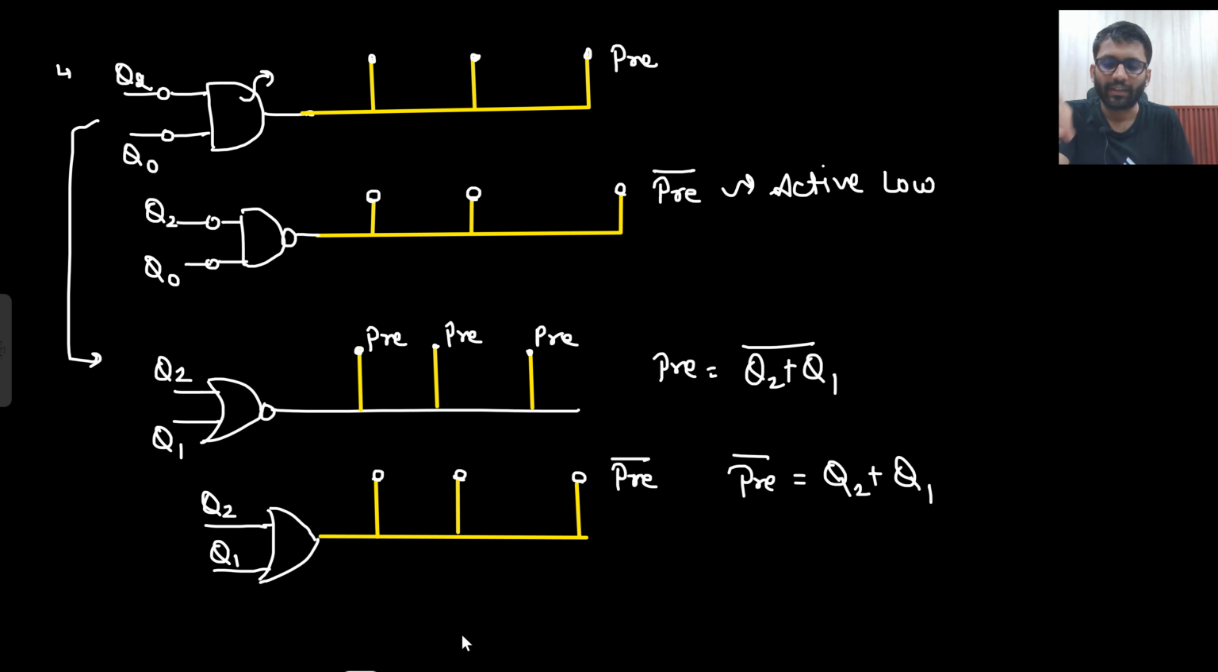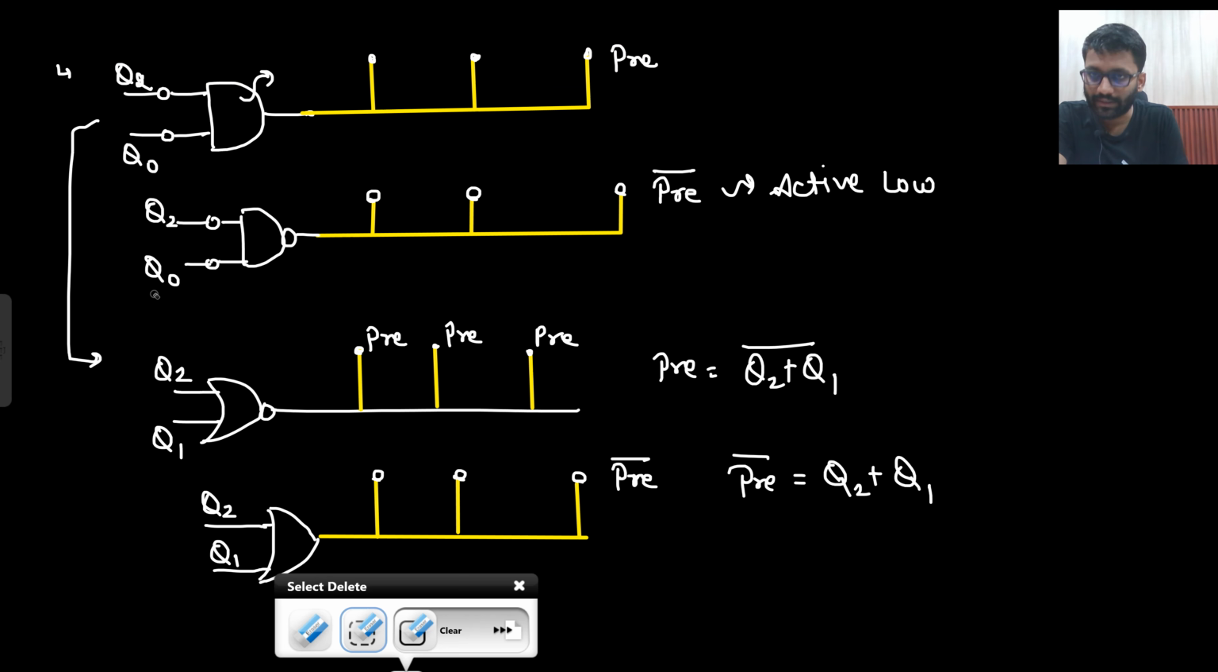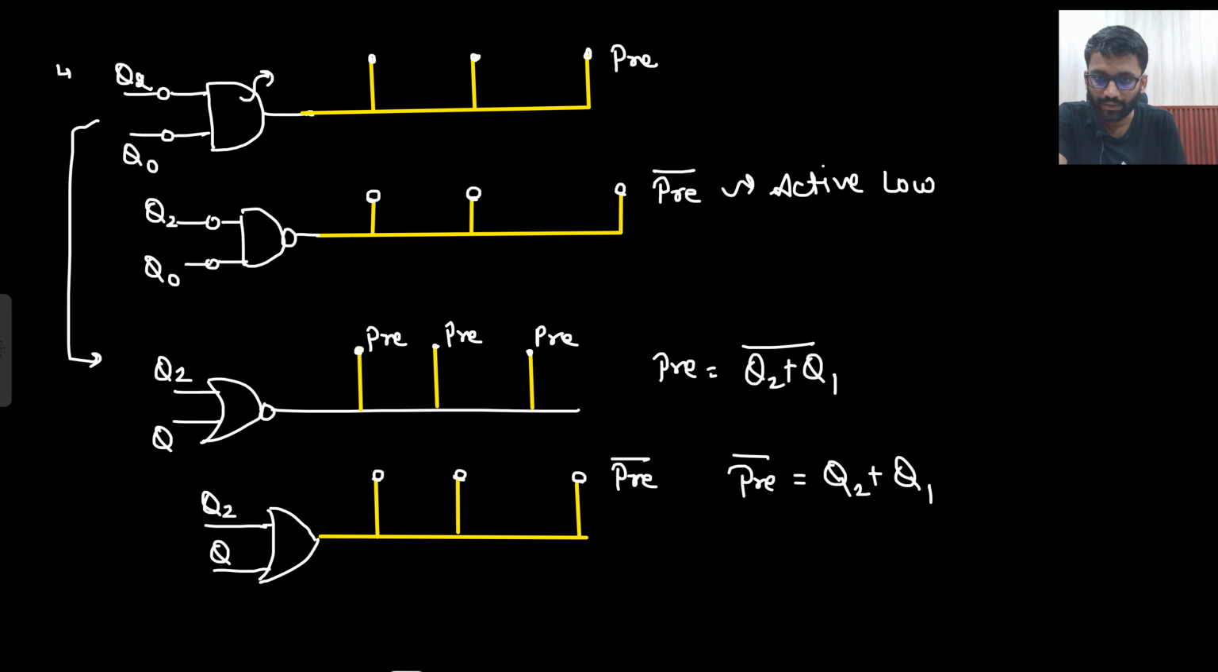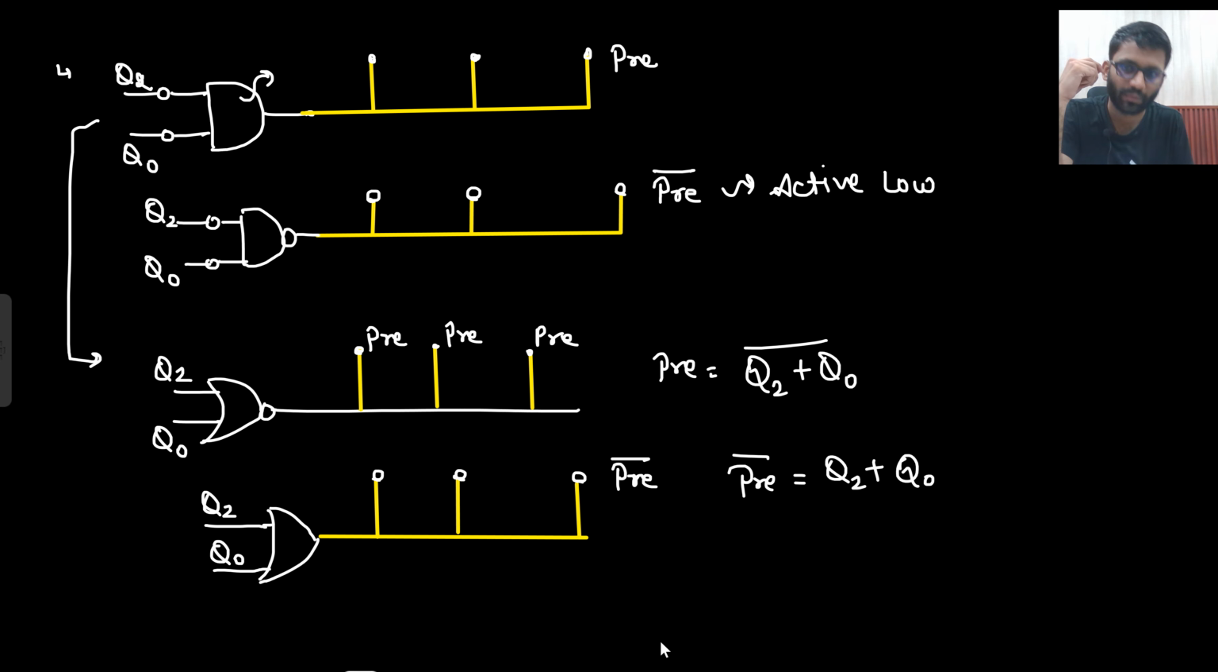Okay then. Yeah, so just a small error I did here. This will be Q2 Q0, no, not Q1. Q2 Q0. Okay, so a small error is there. Q2 Q0, so this will change. This will be Q2 plus Q0 bar and Q2 plus Q naught only. Okay, so that was a blunder from my side.